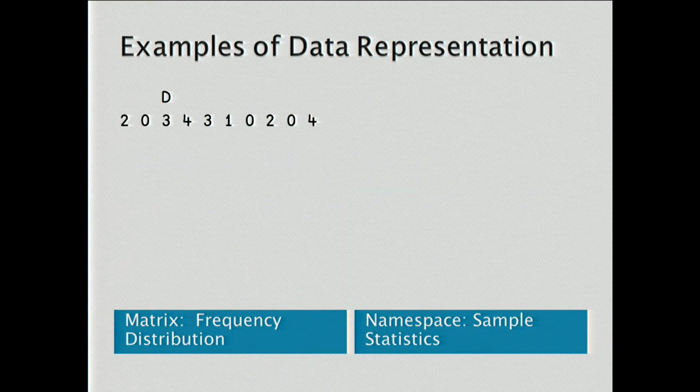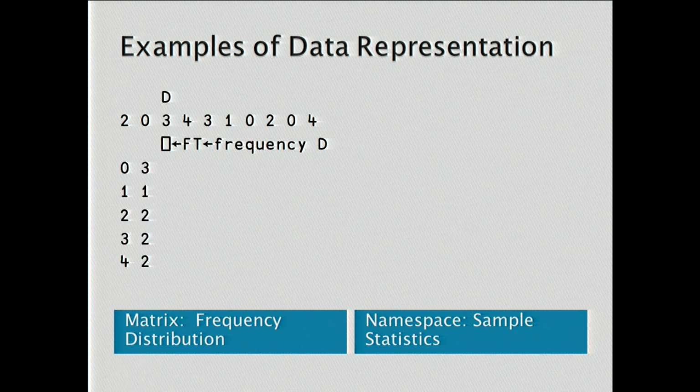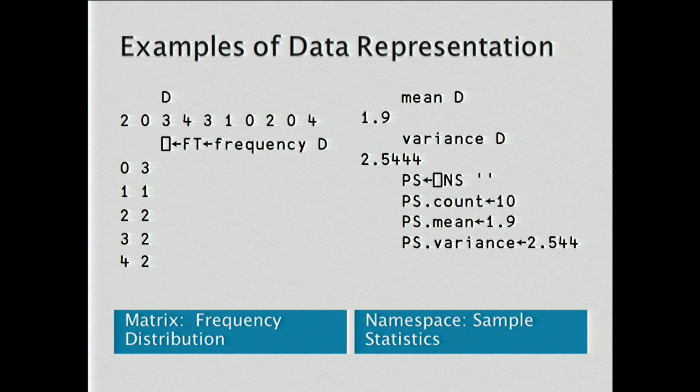So if I have a data set D, I can generate a frequency matrix. And here, the mean and variance of D, these are summary functions. And here I can create a property space and just shove the count, mean, and variance into the property space. And so those three things, D, FT, and PS, are different structures, but they represent the same thing.